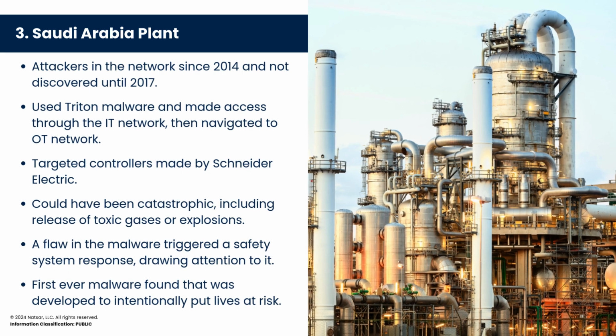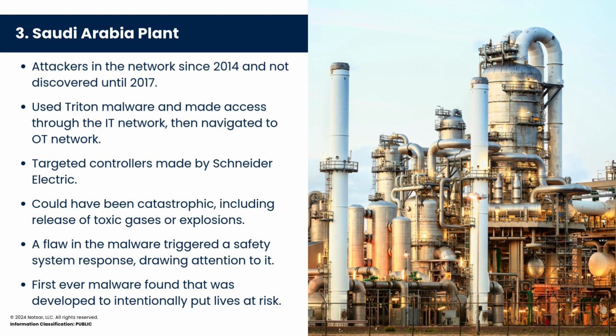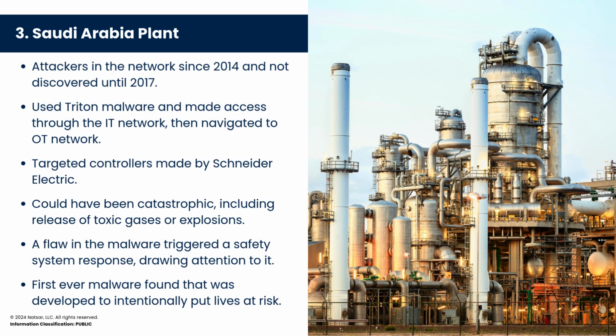Number three, the Saudi Arabia plant. This is an interesting one for a number of reasons, but one is that the attackers actually gained access to this network in 2014, but they were not discovered until 2017. So we talk about the dwell time of an adversary inside of a network, and on average it fluctuates a little bit, but oftentimes it's about a year before somebody realizes that they're compromised. And a lot of damage can obviously be done in a year.